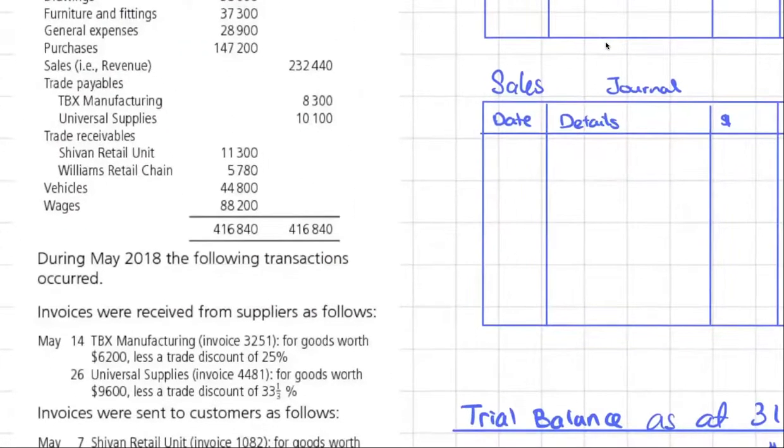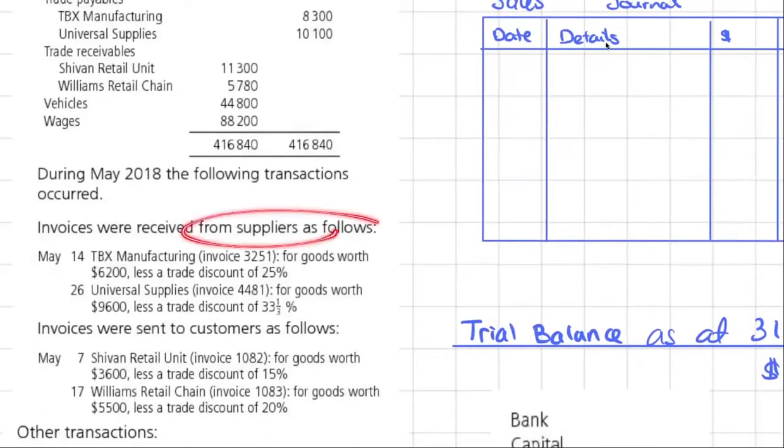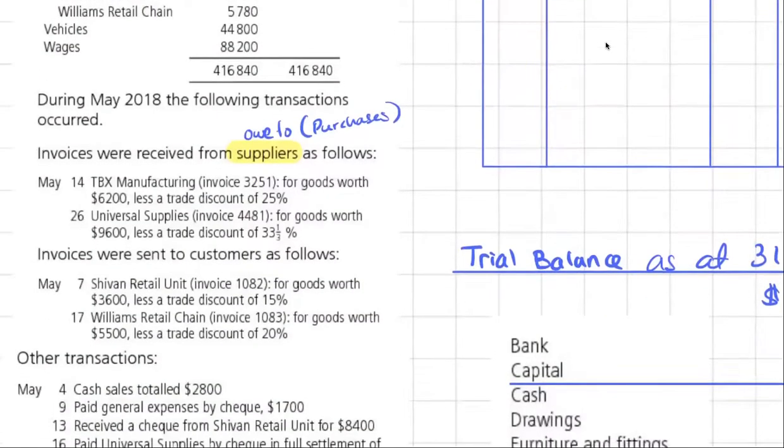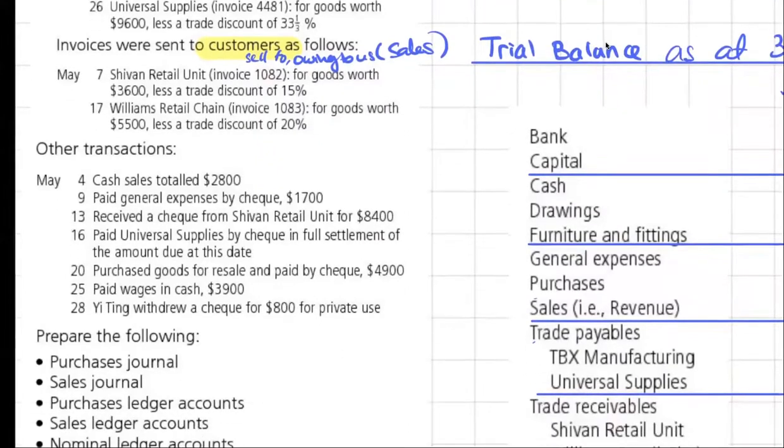During May 2018, the following transactions occurred. Invoices were received from suppliers. Suppliers means only people that we can owe to. It is our purchases. And then the next one will be customers. Customers we can only sell to, owing to us. These are those that we need to post in our purchases journal and sales journal.